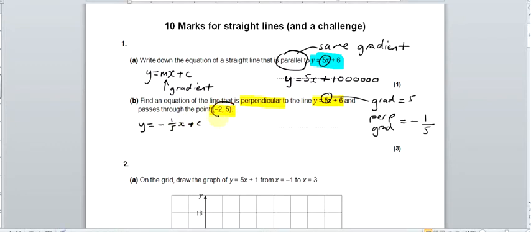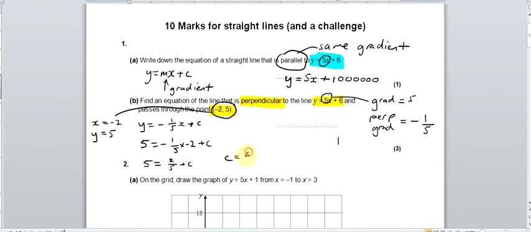So this point here is two values. It's an x value, which is minus 2, and a y value, which is 5. And I'm just going to substitute them in. So I've got 5 is equal to minus 1/5 times minus 2 plus c. And you can see I'm a little bit squashed in for space here. So we've got 5 is equal to minus times a minus, so positive 2/5 plus c. And now I'm going to subtract that across, so c is equal to 5 minus 2/5.